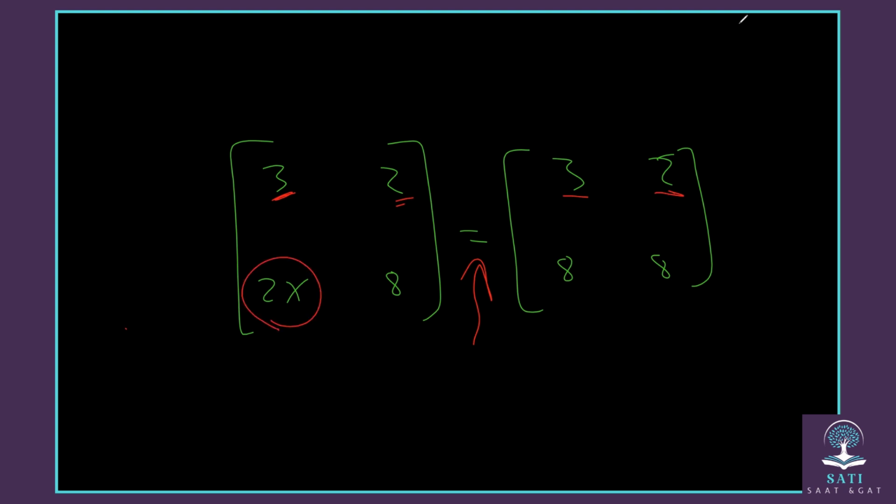So that means 2x is equal to 8. So 2x equals 8. I divide by 2, so x equals 4. And I hope that is clear. Good. This is when they are equal. Good. How to add now if I have two matrices?